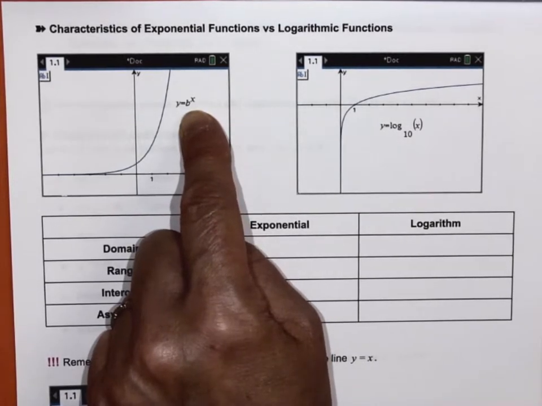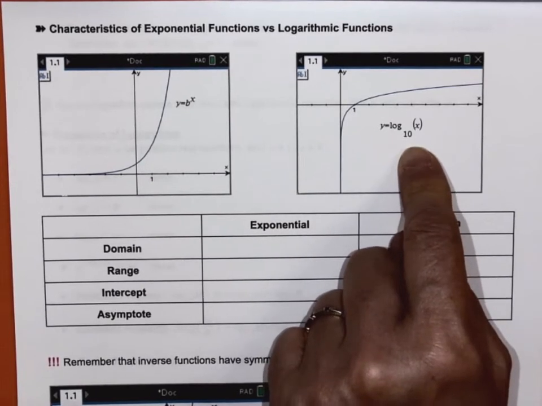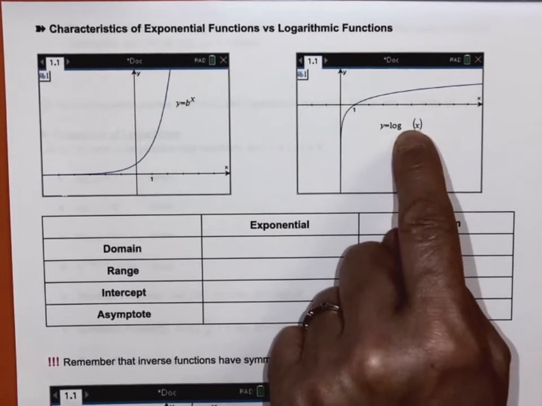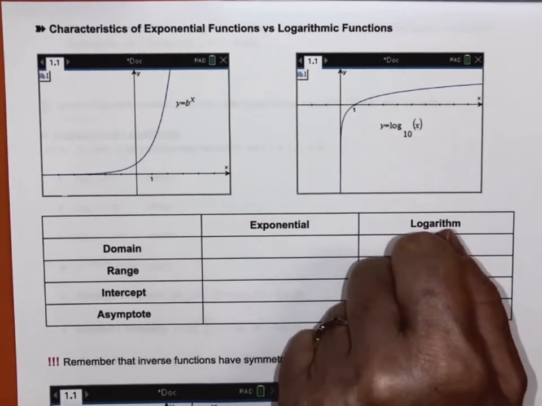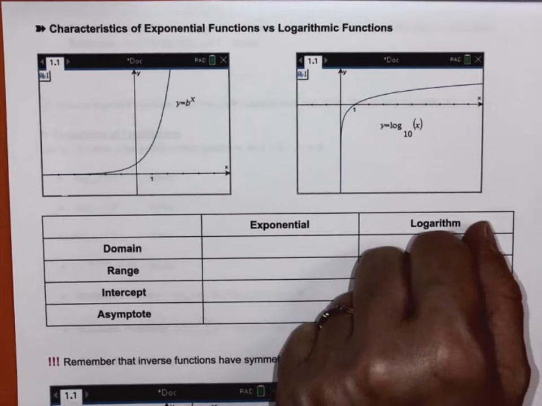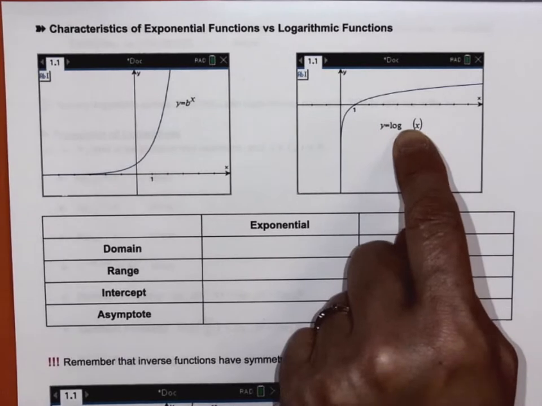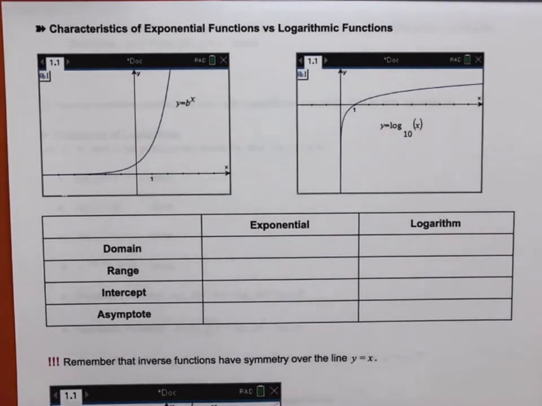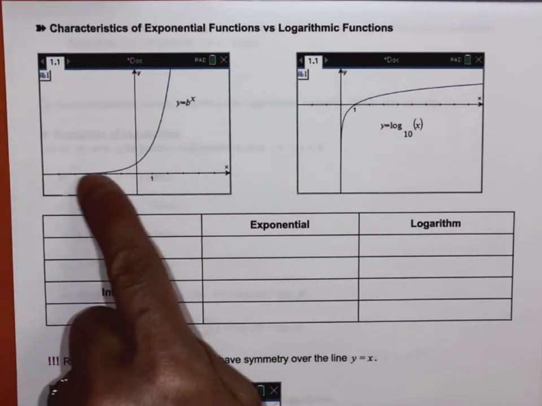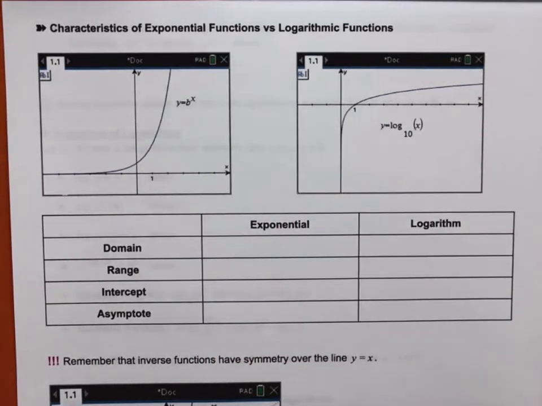And then here, the log, I tried to write that without having that 10 there, but the calculator didn't let me do that. It absolutely wanted me to put that 10 in there, which was really weird, because normally with a base 10, we don't have to write the 10. But it didn't want to let me do it, so there it is. So here is your exponential graph. Here is your logarithmic graph. So now let's talk about their characteristics and see what's going on here.